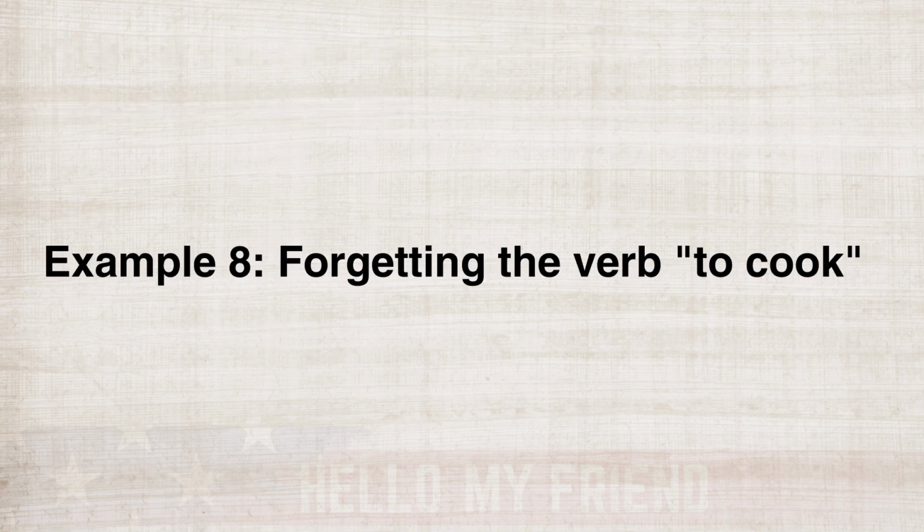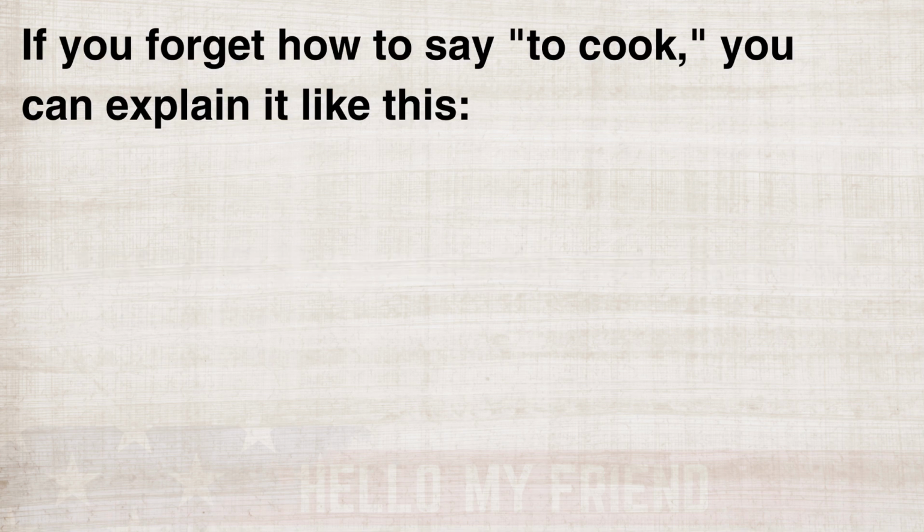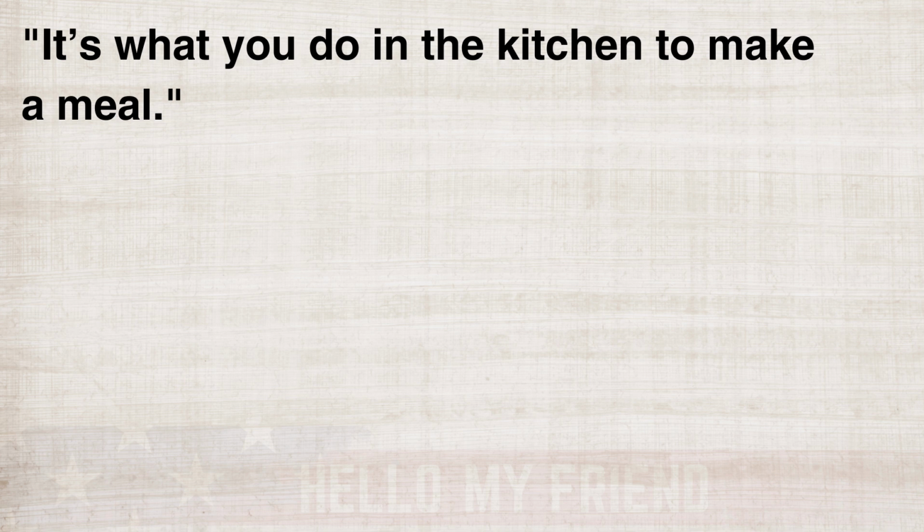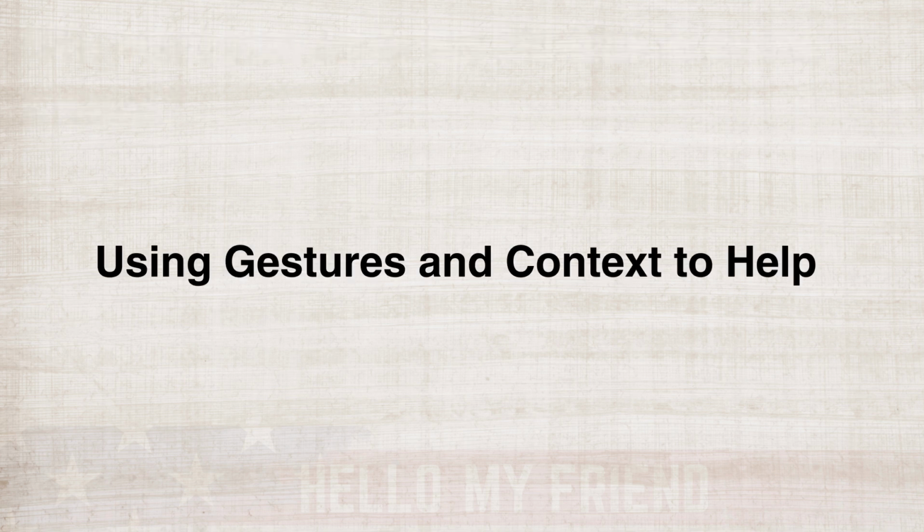Example 8. Forgetting the verb to cook. If you forget how to say to cook, you can explain it like this. It's when you prepare food using heat. Or, it's what you do in the kitchen to make a meal.